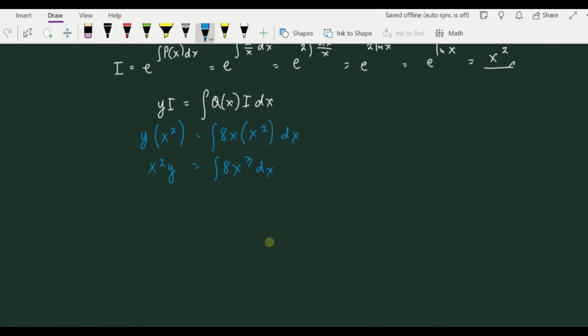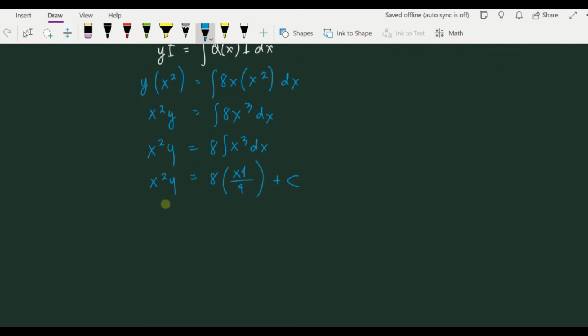Okay? And then, we now have x squared y equals 8 integral of x cubed dx. Simplify. So, we have 8 integral of x cubed is x to the 4th over 4 plus c. Okay? And so, we have x squared y equals 8 divided by 4, 2. x to the fourth plus c. Okay, so this is the solution of the given differential equation.